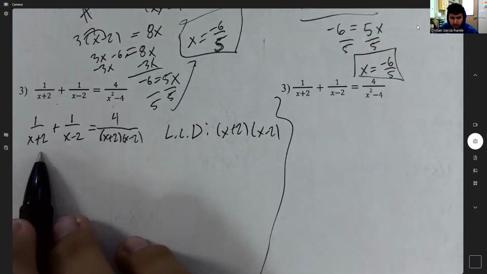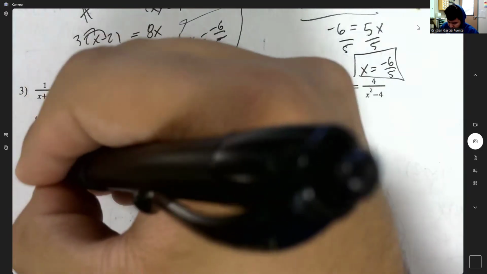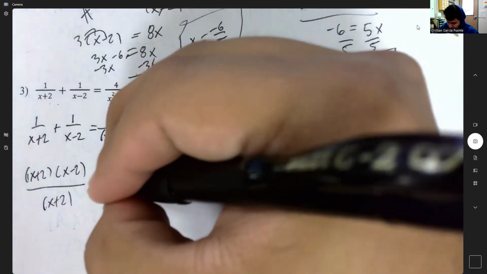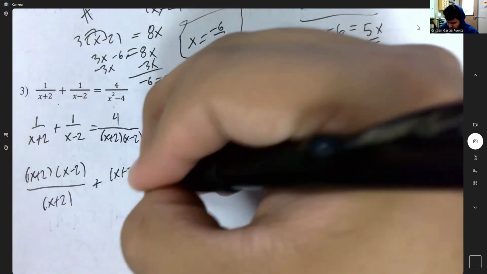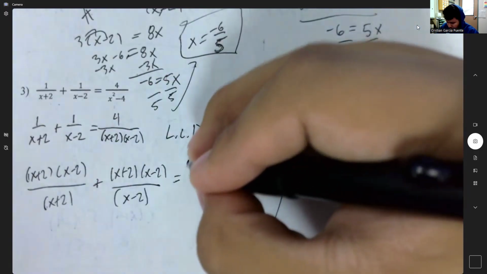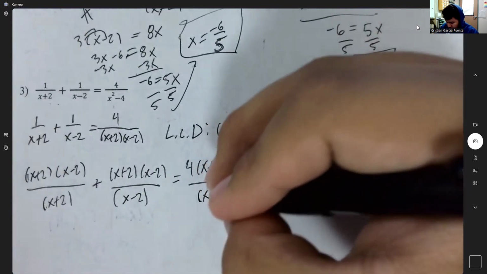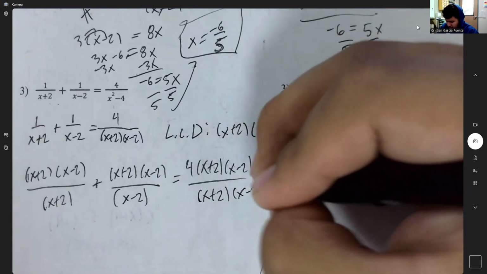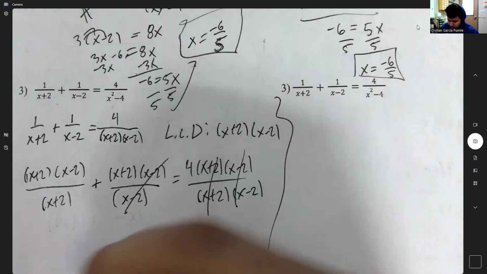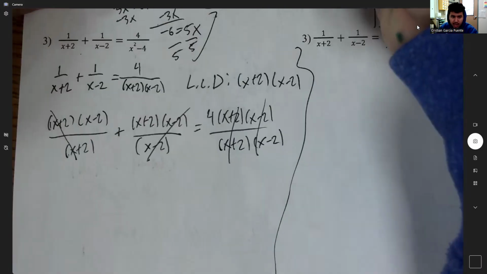And now, what you're going to do is multiply everything by your LCD. So you'll have x plus 2 times x minus 2, all over x plus 2, plus x plus 2 times x minus 2, all over x minus 2, is equal to 4 over x plus 2 times x minus 2, all over x plus 2 times x minus 2. And now you're just going to cancel stuff. So over here, the x plus 2 cancels. Over here, the x minus 2 cancels. And over here, the x plus 2 cancels. So over here on the left, you'll be left with x minus 2.